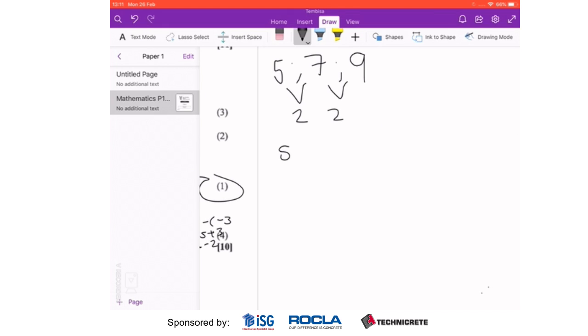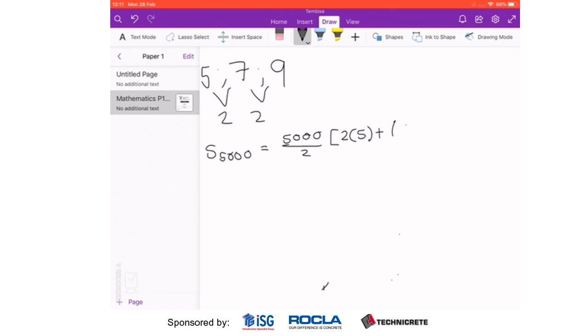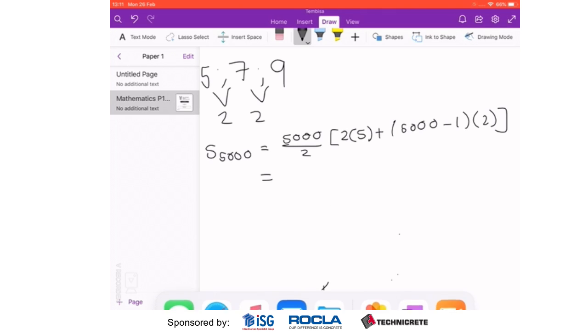So Sn, but we're working with S5,000, is equal to 5,000 over 2 square brackets 2, first term is 5, plus n minus 1, so 5,000 minus 1, and my difference is 2. We put this into our calculator and we get 25,020,000.